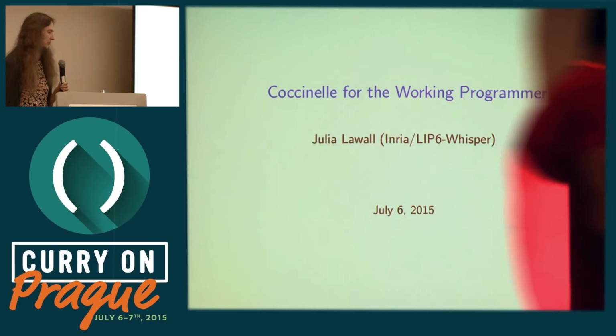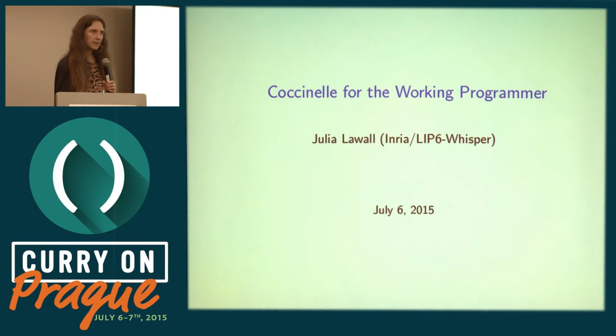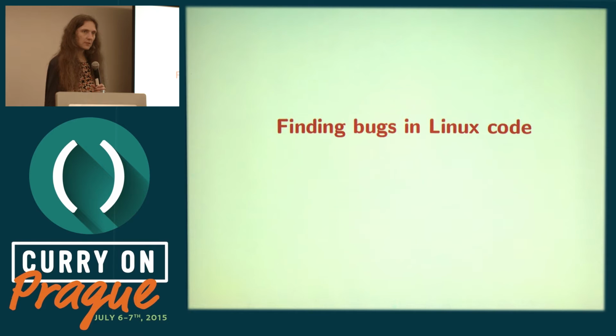Okay, so I'm going to talk about Coccinelle. Coccinelle is a program matching and transformation system for C code. The talk is going to be in two parts. The first part is going to be presenting Coccinelle, showing in particular how we can use it for finding bugs in Linux code, the Linux kernel. And the second part will be describing a case study that we did using the tool to study the quality of Linux code over about 10 years.